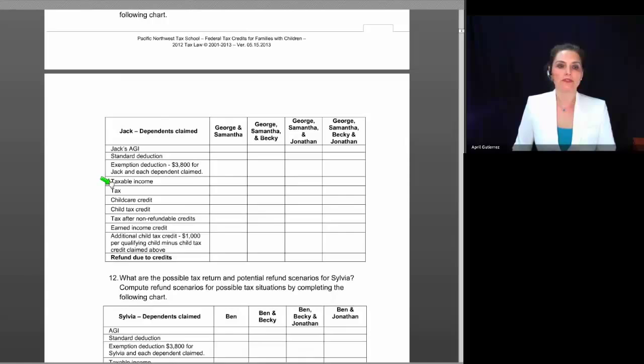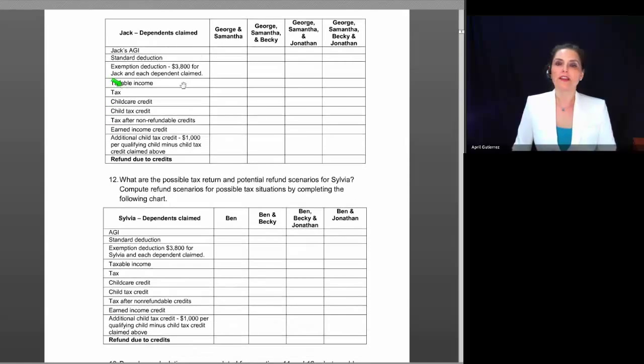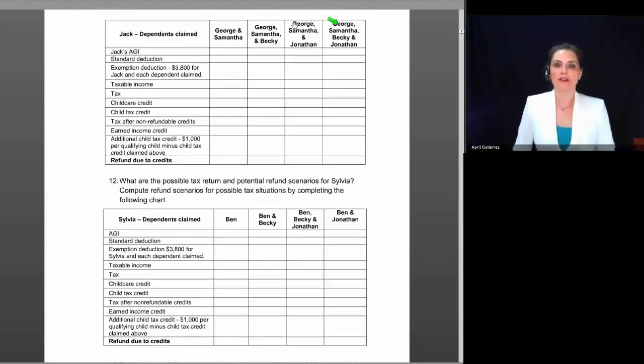We would like you to look at the chart in here and look at the possible scenarios for Jack. The possible scenarios for Jack are what you see in these columns here: he could claim these two dependents, George and Samantha, or he could claim George, Samantha, and Becky, or George, Samantha, and Jonathan, or George, Samantha, Becky, and Jonathan. And similarly, we see down here for Sylvia a chart with similar options, but perhaps a little bit different in the children that we've selected.